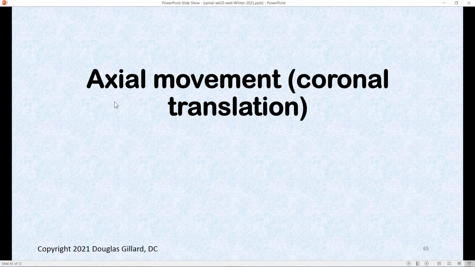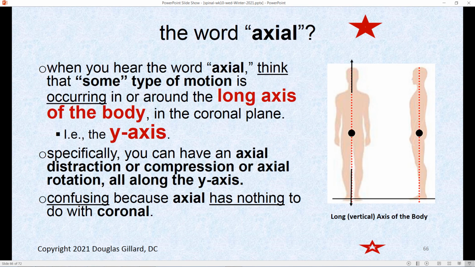All right, axial movement. So I said we don't use axial because of this section right here. The word axial, you think of like an overhead view, but you don't. In biomechanics, axial means this long axis, or the y-axis of the spine. So sliding up and down the y-axis is also called axial movement. And I know that's really confusing because axial is an overhead type view.